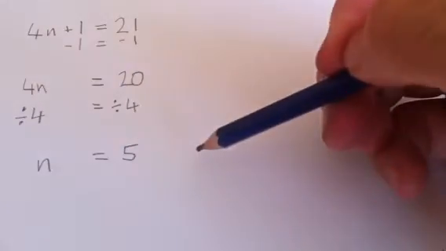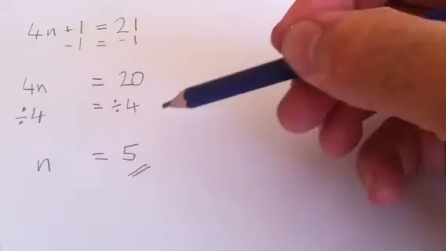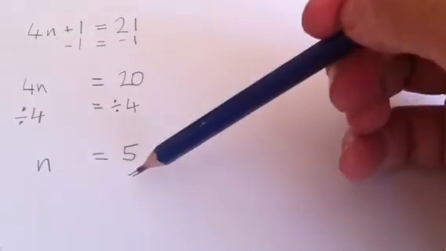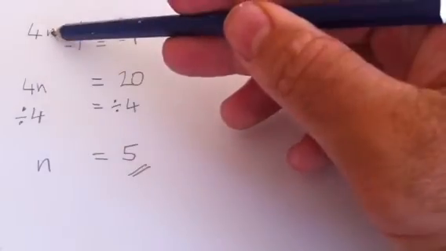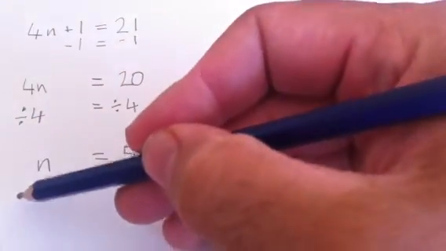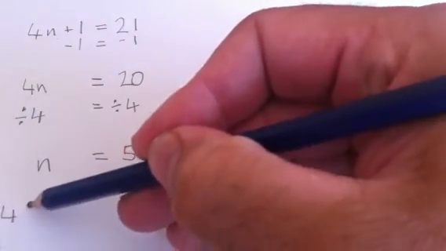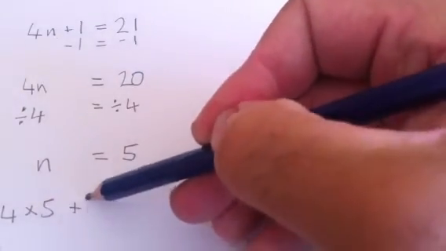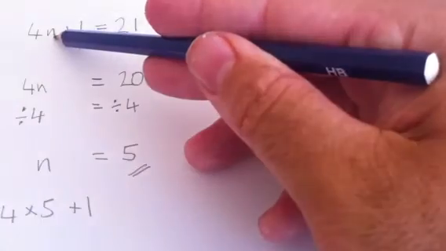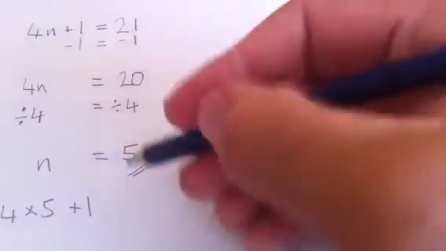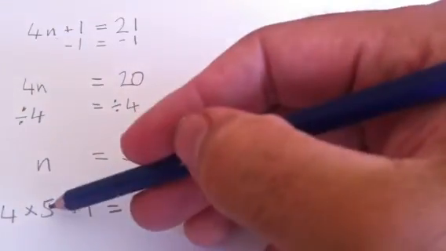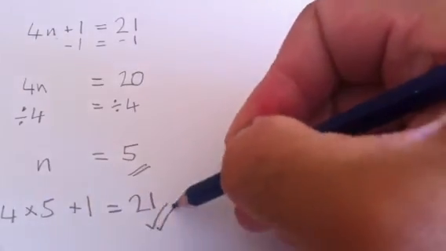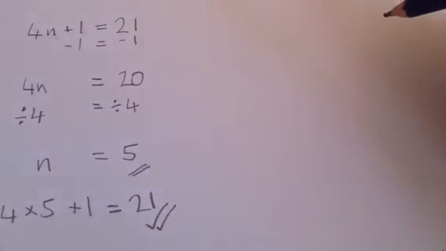So n equals 5. There's a little check that we can do to check that this is the correct answer, and we can substitute n back into the equation. 5, replace it there with the n. So here we have 4 times what we've just worked out is 5 plus 1, because that's what it says, 4 times 5 plus 1, and hopefully 4 times 5, which is 20, plus 1 equals 21. So we know that we've got the correct answer.